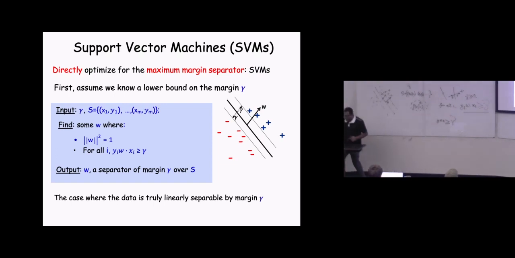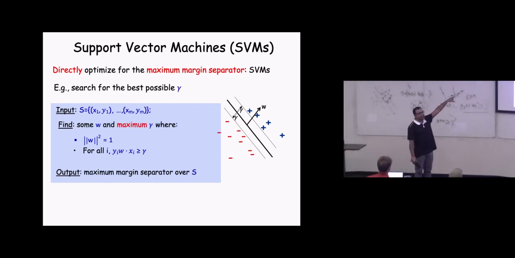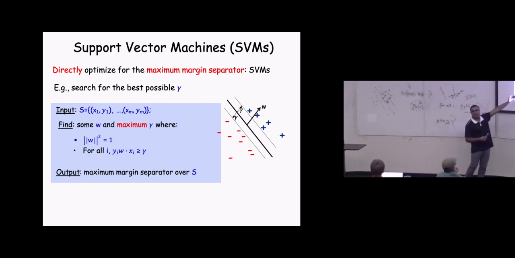Okay. So that basically means we can slightly reformulate this problem. If we don't know gamma, then our input is just the set of points, S. Now we are coming to a more realistic formulation. We don't know gamma, just S. Now we need to find some W and the maximum gamma, because just one gamma is not enough. We need to find the maximum gamma that actually satisfies this. W is a unit vector, and if you take a dot product times the label, the sign of the data point, that should be greater than or equal to gamma.